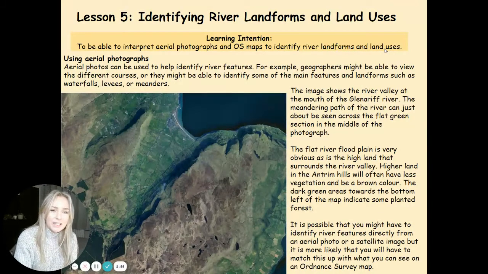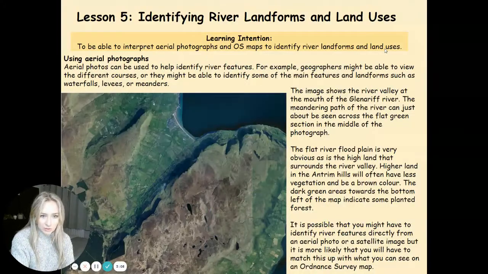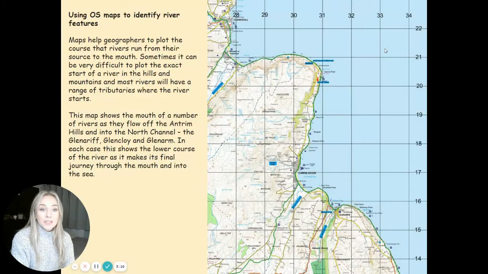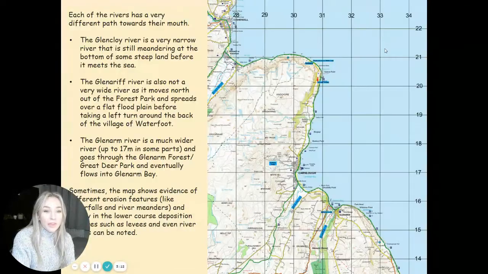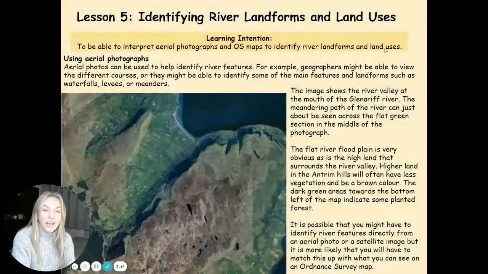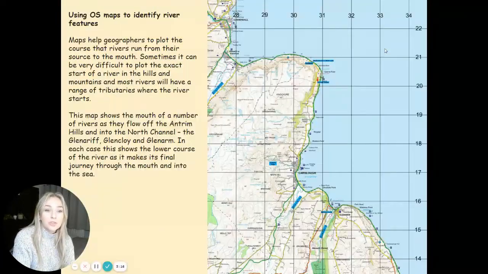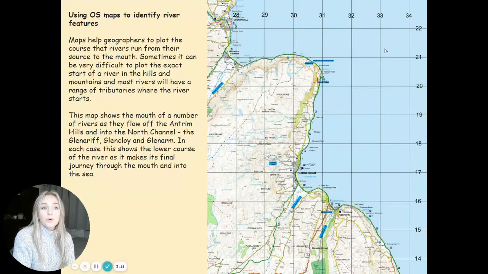It's really the OS map element of this that I want to spend a bit more time going through with you. So I'm going to whiz through, I'm going to skip by that one, and I'll show you these next 3 slides and what they will look like in the exam, what you will be required to do with them. So like I say, using OS maps is the second element, the second thing that you need to be able to do.